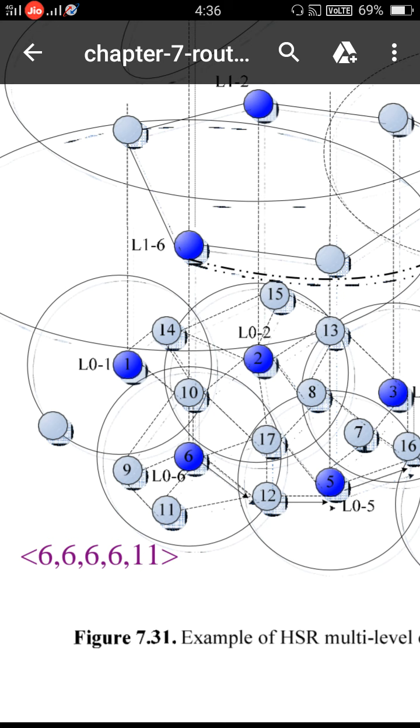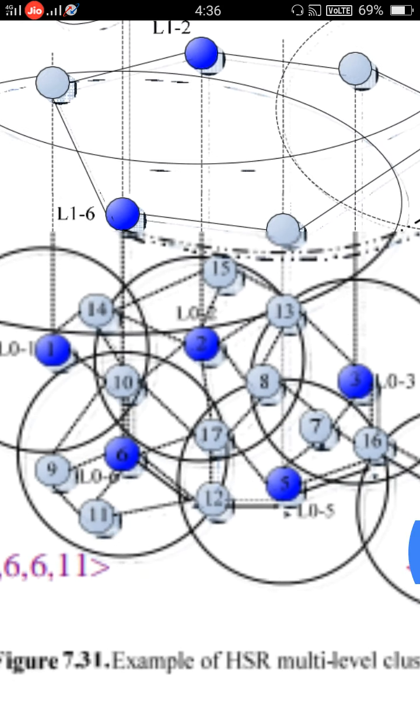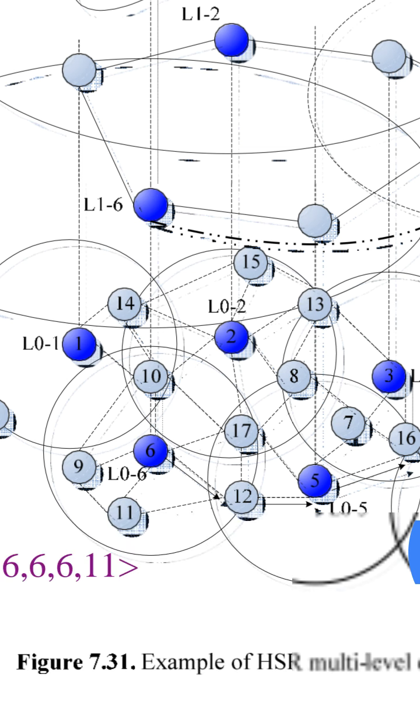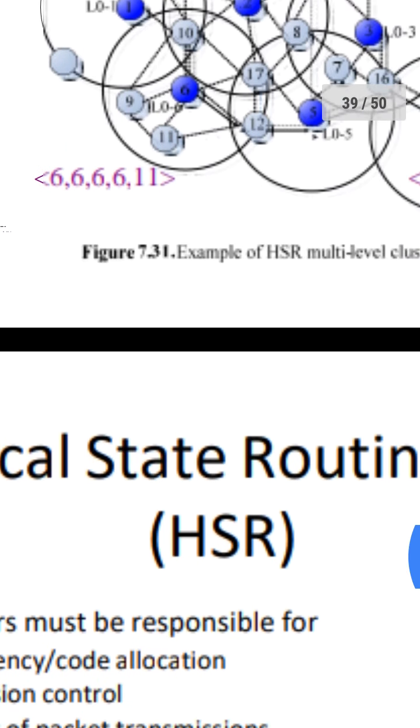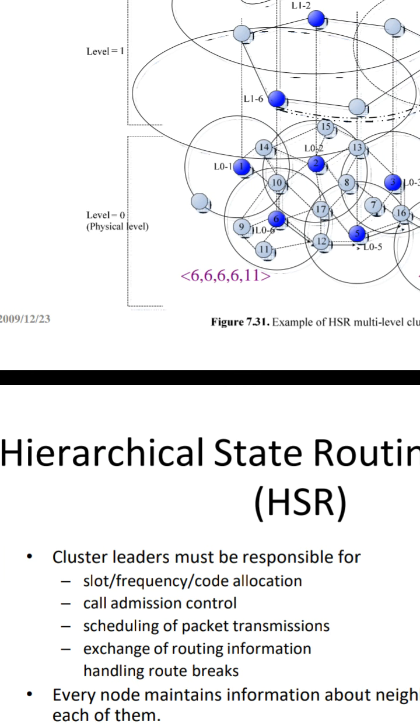Now, how to transfer the data in the HSR table. Let us assume the data is transferred from node 11 to node 16. Node 11 belongs to cluster head 6. The responsibilities of the cluster head are the reservation of slot, frequency and code allocation, call admission control, scheduling of packet transmission, exchange of routing information, and handling route breaks.